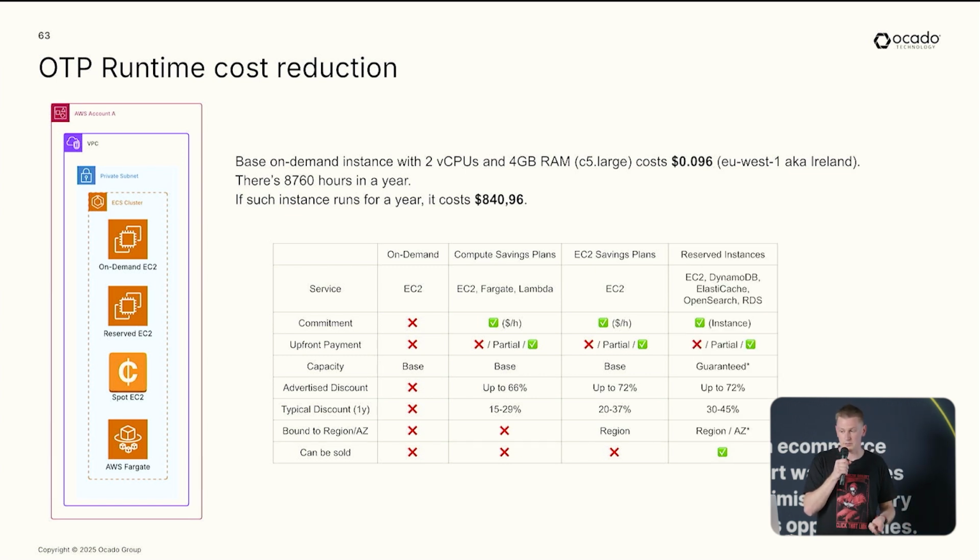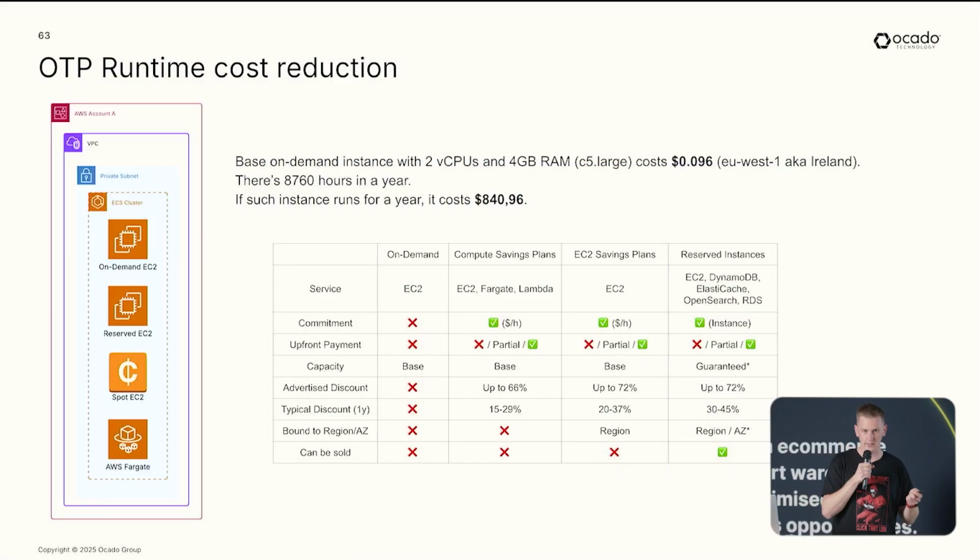Yet another option are reserved instances, and those are available for EC2s, DynamoDB, ElastiCache, OpenSearch, and RDS, so multiple AWS services. Here, the commitment is different. You no longer commit that you're going to spend a certain amount of dollars per hour, but instead you commit that you're going to use a particular instance for a period of 1 to 3 years.